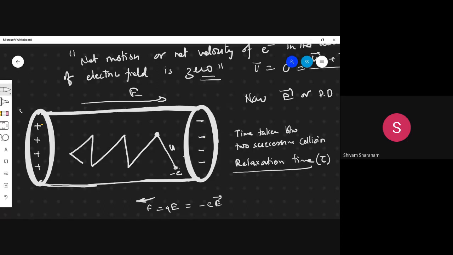Okay, so here, when it experiences the force, it already has motion in one direction. In this direction, is it experiencing any force? No, it is experiencing force in this direction, but it has an initial velocity in that direction.